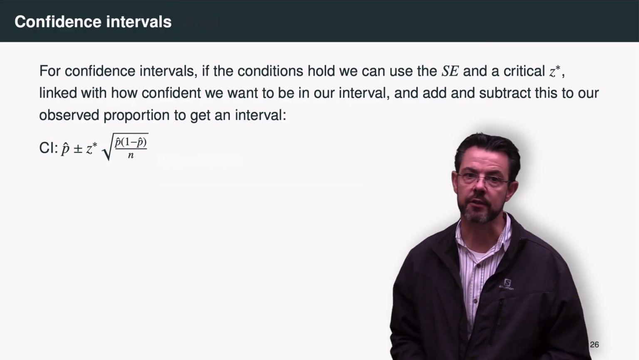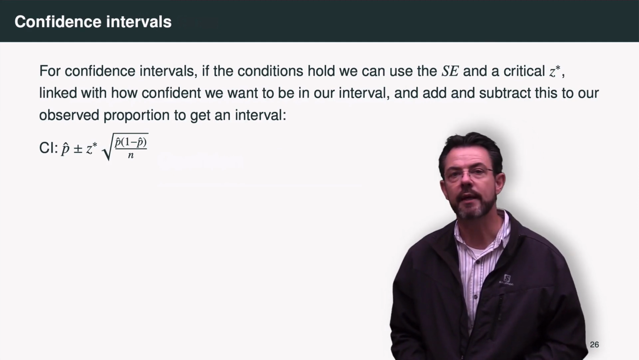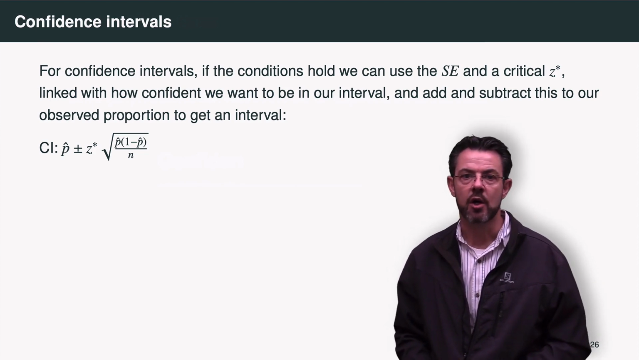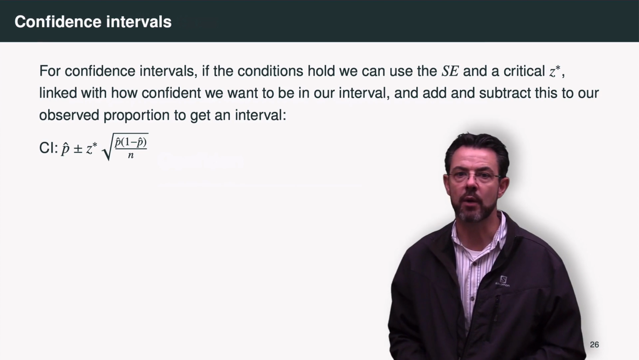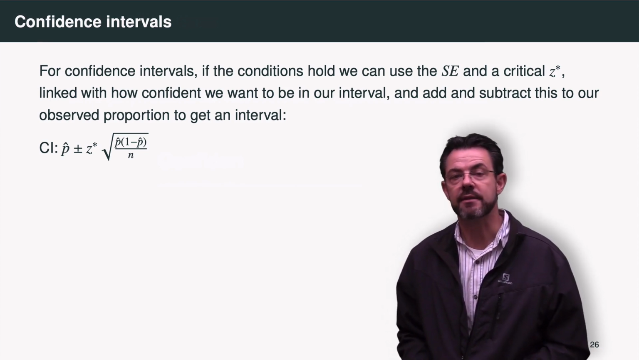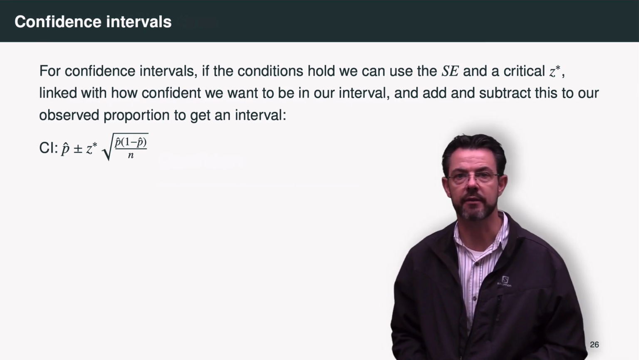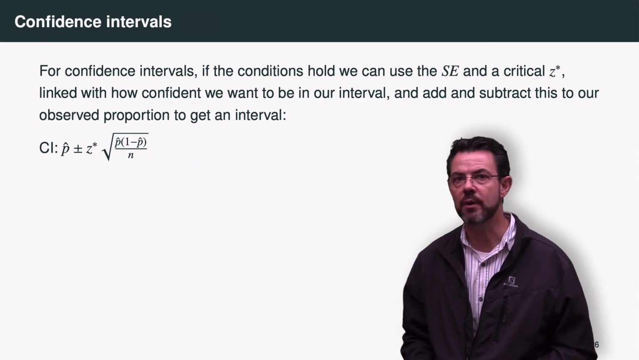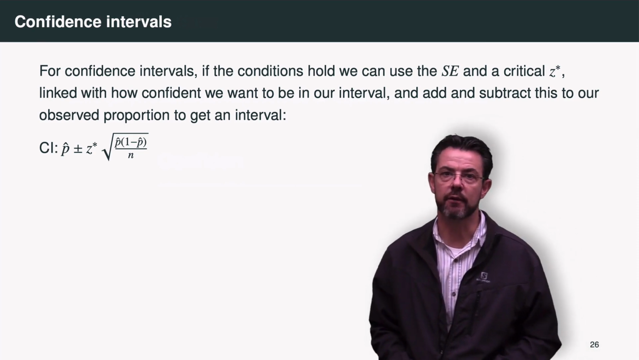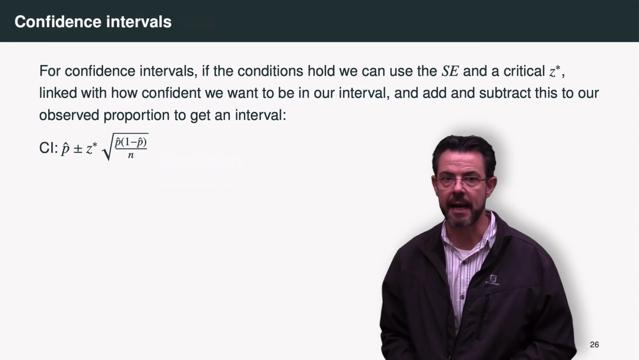So for the confidence intervals, if the conditions hold that we've just talked about, we can use the standard error and some critical value Z star, which is linked with how confident we want to be with this interval. And we can add it and subtract this from our observed proportion so that we can actually get an interval. And we denote with p hat the sample proportion.